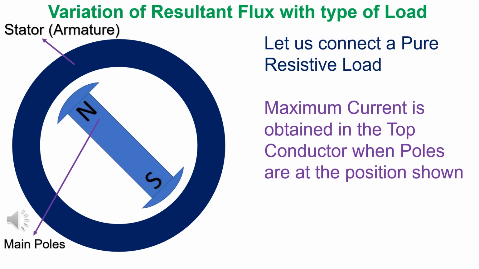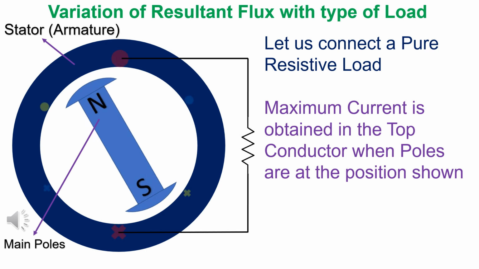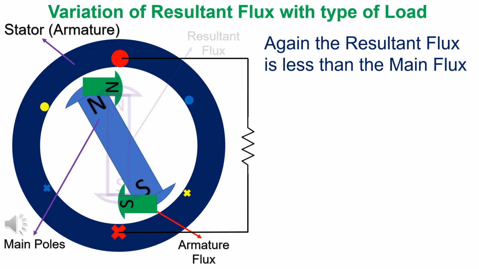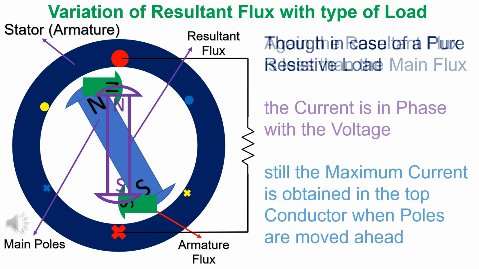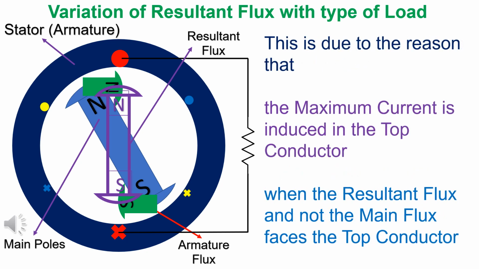Pure resistive load is connected to the generator. Maximum current is obtained in the top conductor when the poles are ahead of the top conductor. The resultant flux is less than the main flux. In case of resistive load also, poles are to be kept ahead to obtain maximum current in the top conductor. This is due to the reason that maximum current is induced when the resultant flux and not the main flux faces the top conductor.